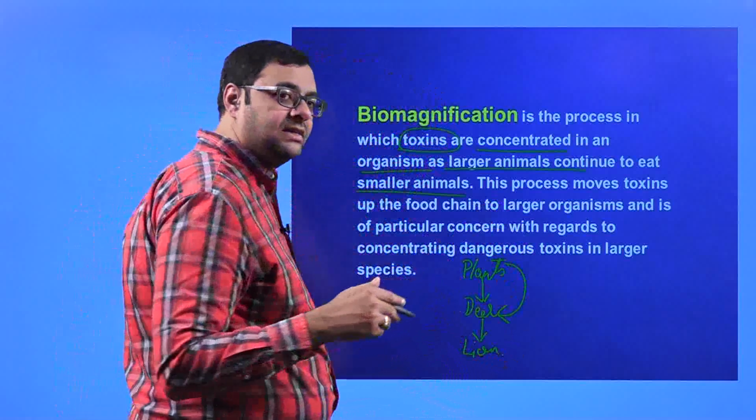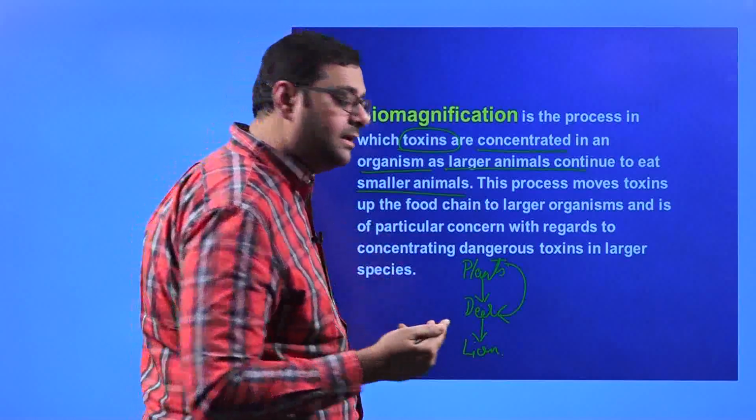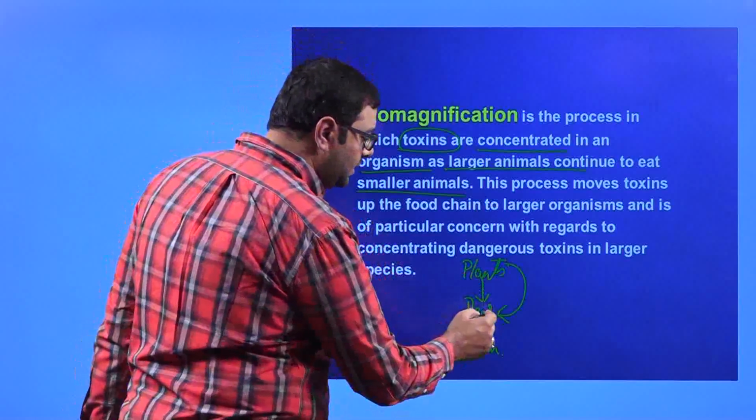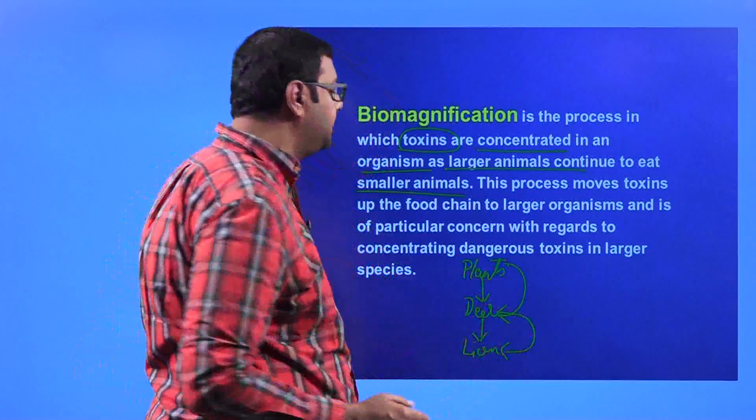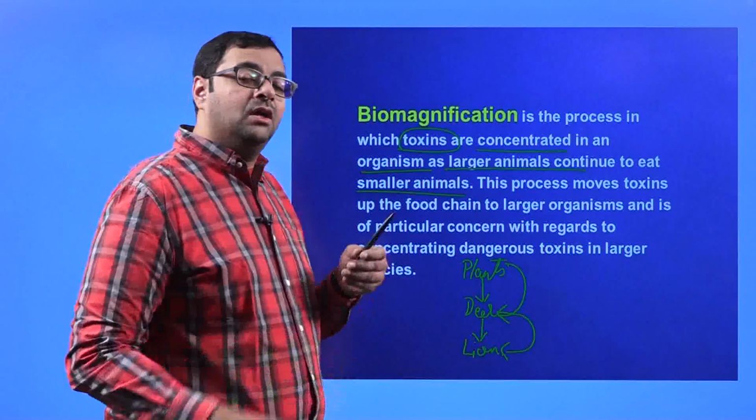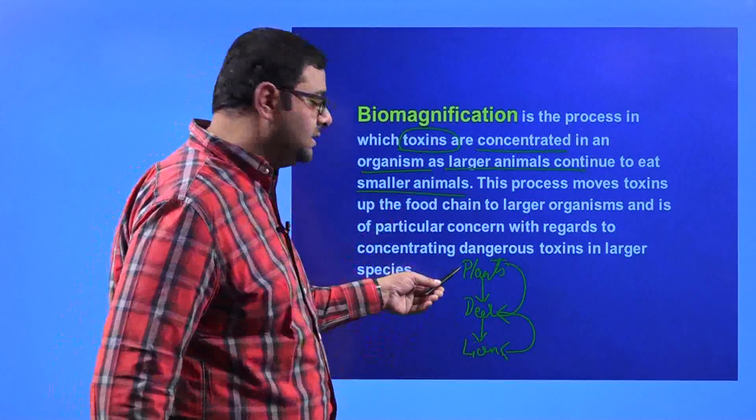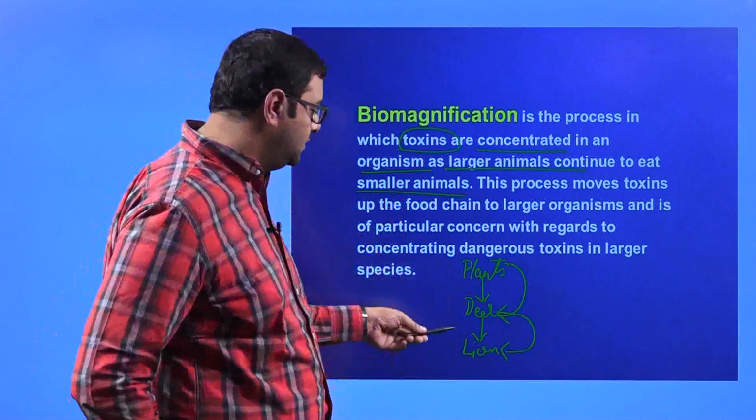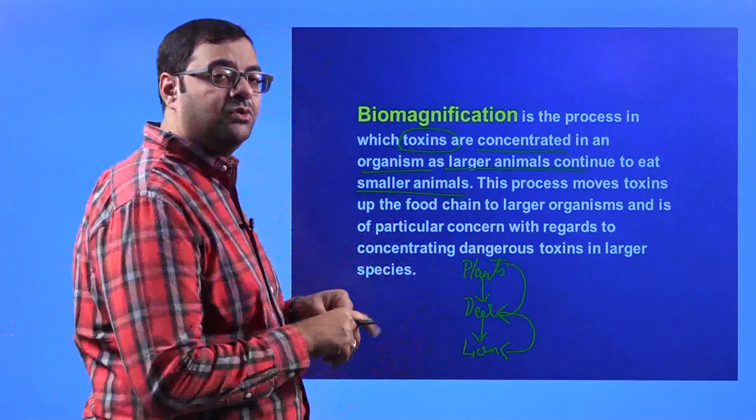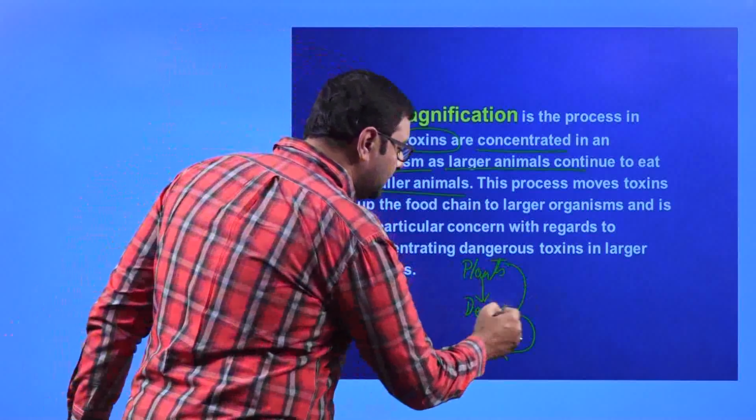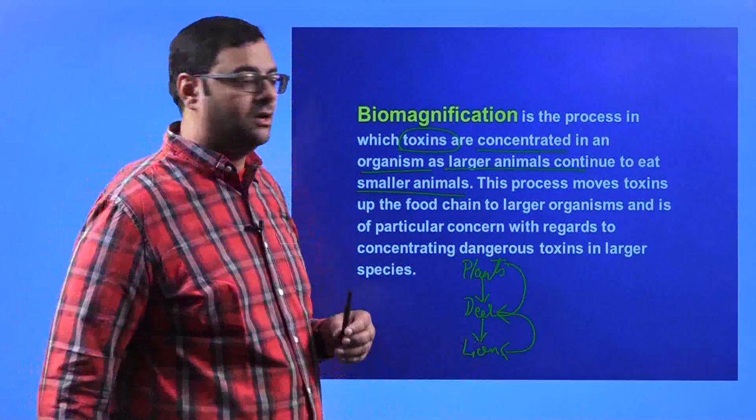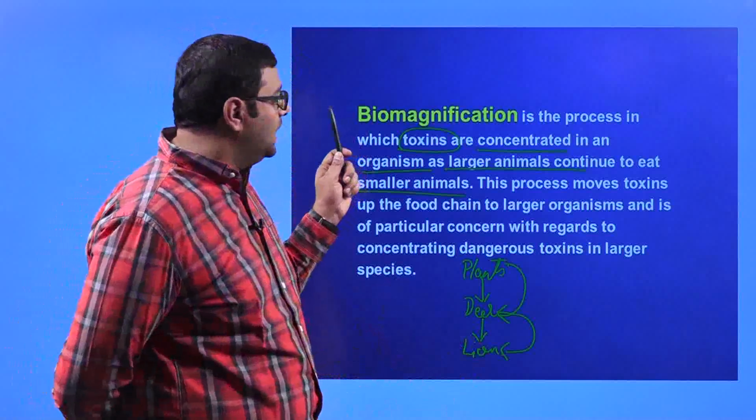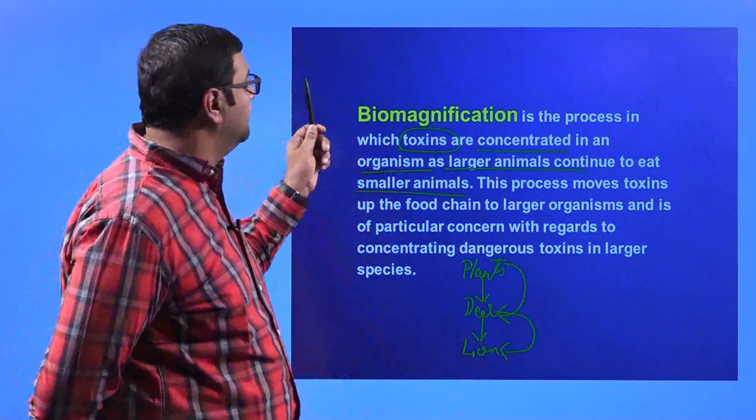So the pesticides taken in from the plant into the deer are now getting magnified in the lion. Now what is happening here? From one species it is going to a different species. So those pesticides are increasing in concentration in those particular animals. So I'll repeat this definition once again.